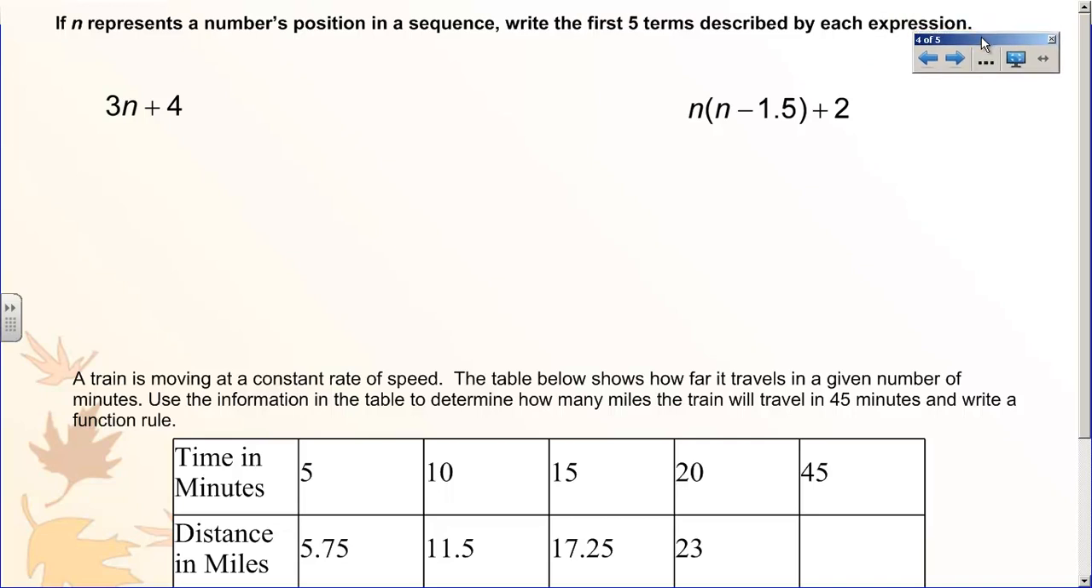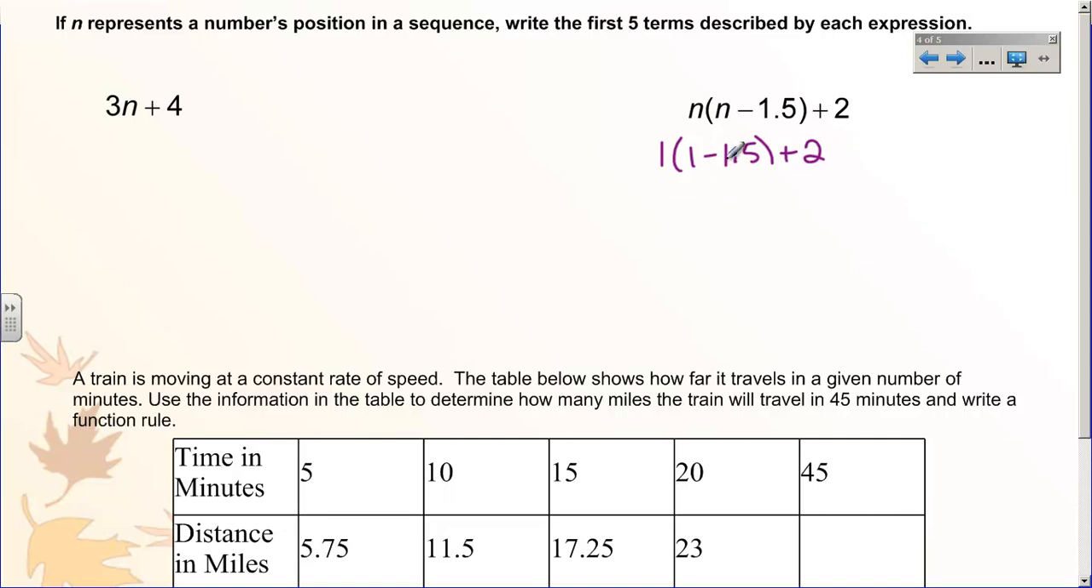So now let's use a rule. If n represents a number's position in a sequence, meaning is it the first number, the second number, the third number, then they want us to write the first 5 terms described by each expression. Let's do this one over here on the right. If I want the first number in this sequence, I want n to be 1. So I'm going to plug in 1 for n.